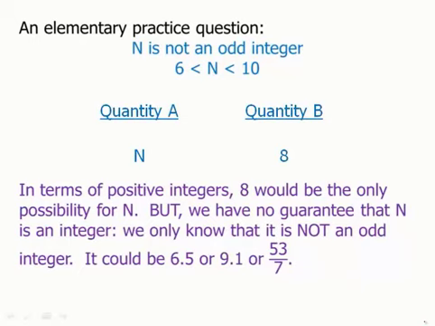So it could be something like 6.5 or 9.1, or our old friend 53 over 7, the fraction that appeared a couple problems ago. All of these are possible. All those are numbers. They're genuine, bona fide numbers on the number line. They are not odd integers. And so if n is not an odd integer, it could be any of those numbers. And some of them are bigger than 8, some of them are smaller than 8. So we have no way to determine whether n is bigger or smaller than 8. So because we have no way to determine, the answer is D.